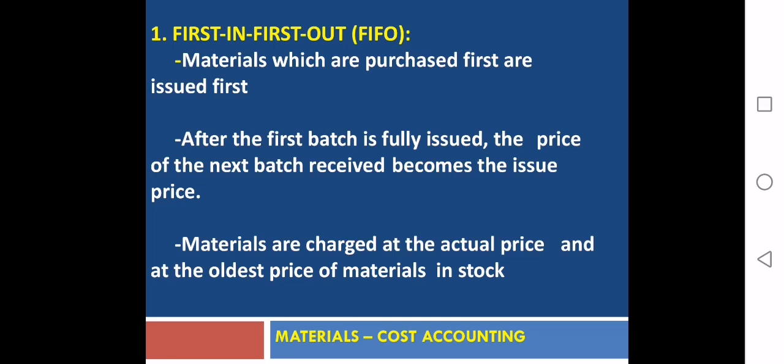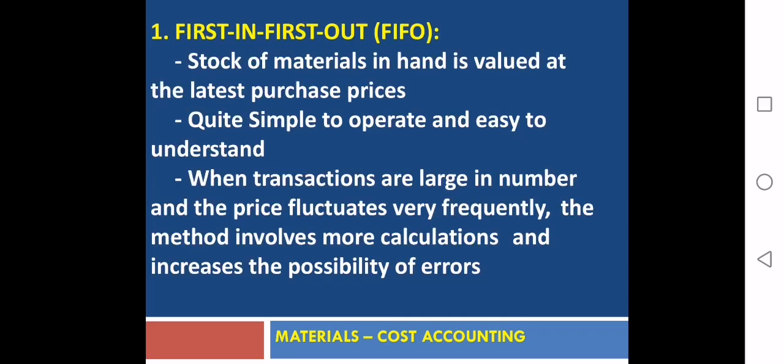The oldest materials are issued first, and the materials received very late remain in stock. Means the latest received will be lying in the stores, and the first received will be sent out first. So these are the important points with which you can understand what is FIFO, first in first out.